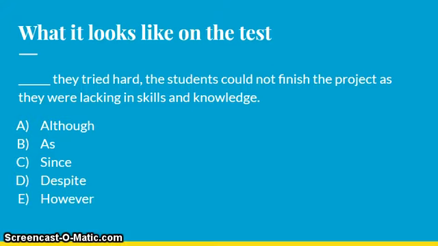Since they tried hard, the students could not finish the project as they were lacking in skills and knowledge. Well, "since" doesn't make sense. And then, despite they tried hard, the students could not finish the project as they were lacking in skills and knowledge. Despite could be it, but it still doesn't seem like it goes with the flow. However they tried hard, the students could not finish the project as they were lacking in skills and knowledge. However just doesn't make sense. So right here I'm going to go with A.